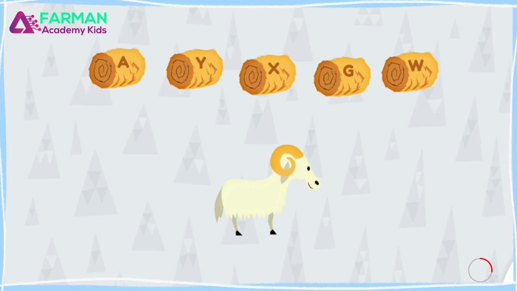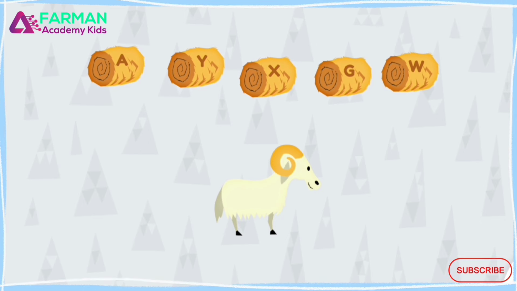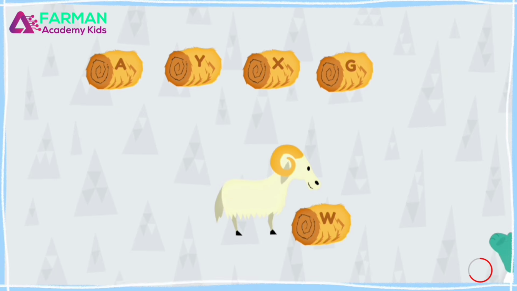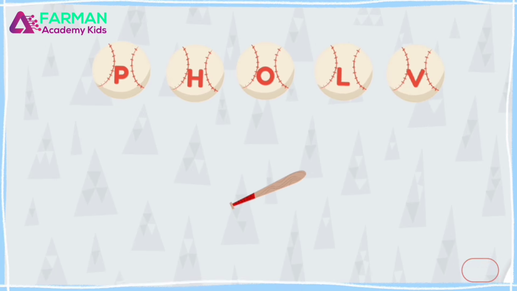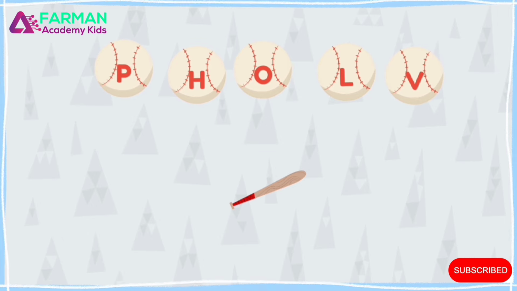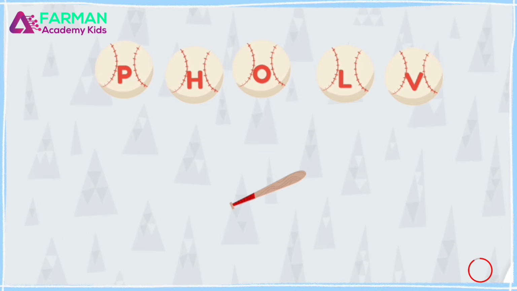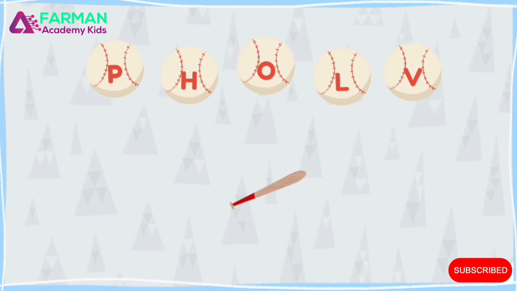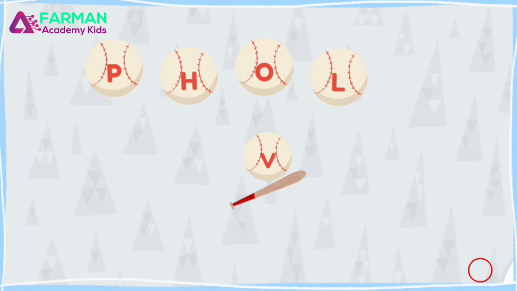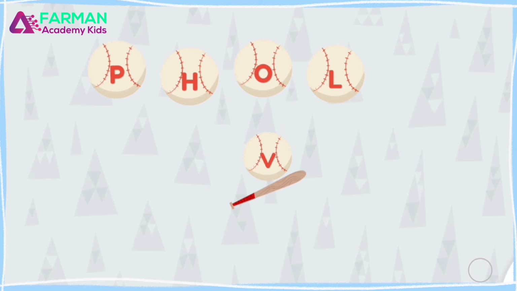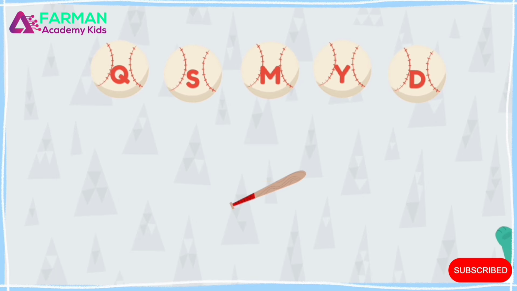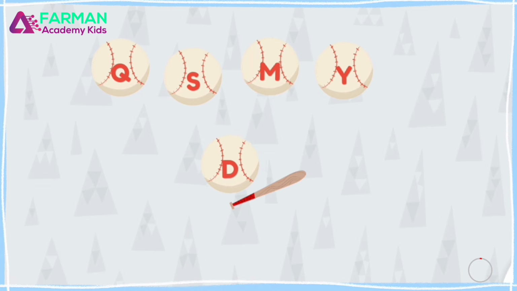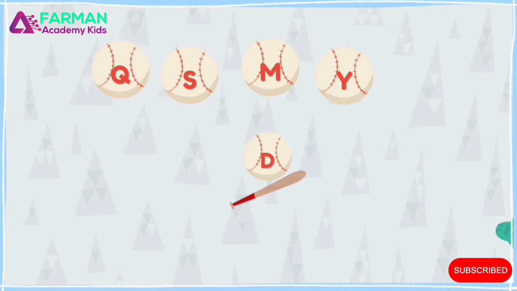Give the ram the hay with the letter W. W. Cool beans! Put the ball with the letter V with the bat. P. Try again. Put the ball. V. Keep it up! Put the ball with the letter D with the bat. Keep up the good work.